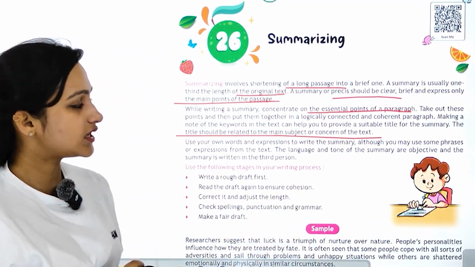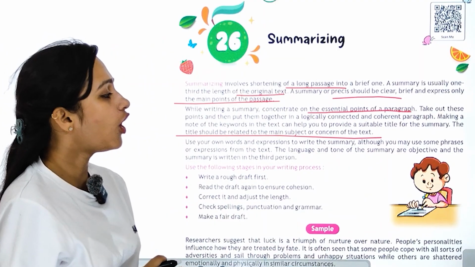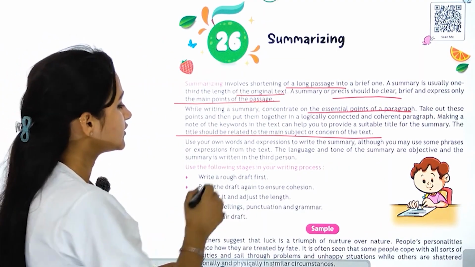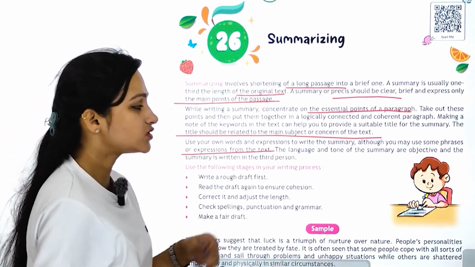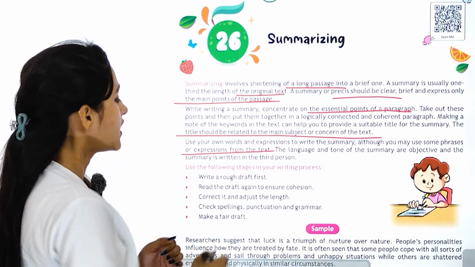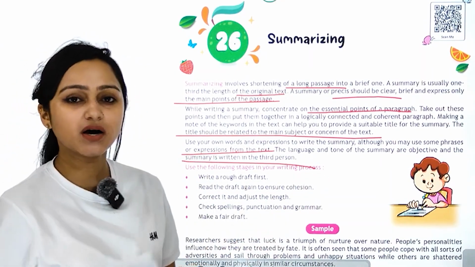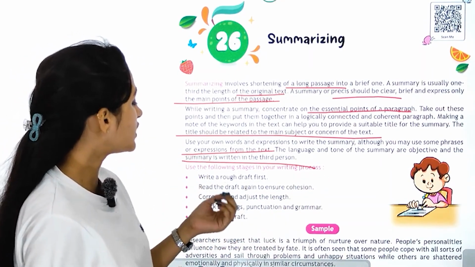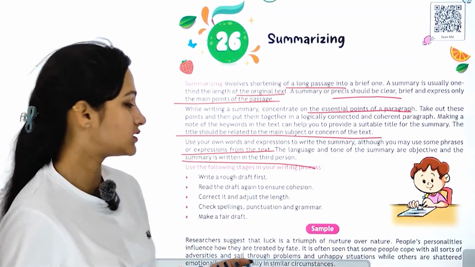So use your own words and expression to write the summary. Although you may use some phrases or expression from the text, the language and tone of the summary are objective and the summary is written in the third person. Now here's a use the following stages in your writing process.